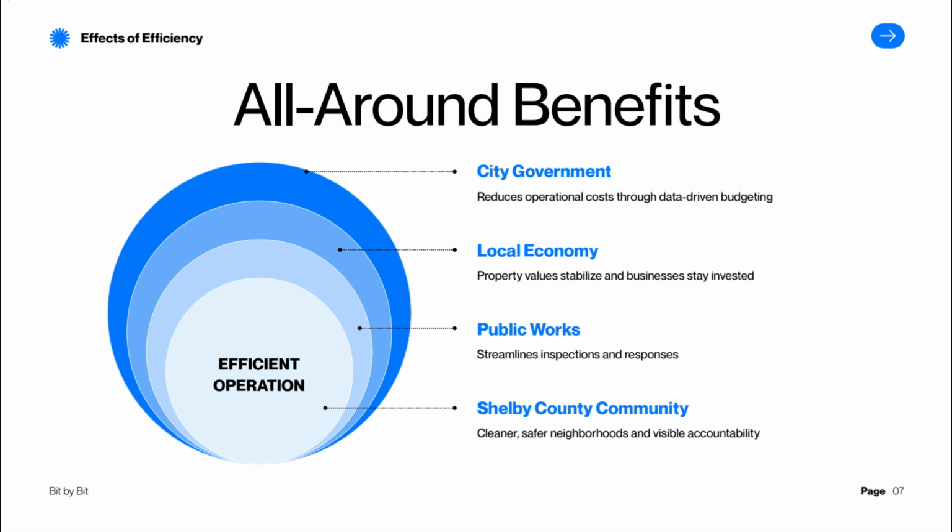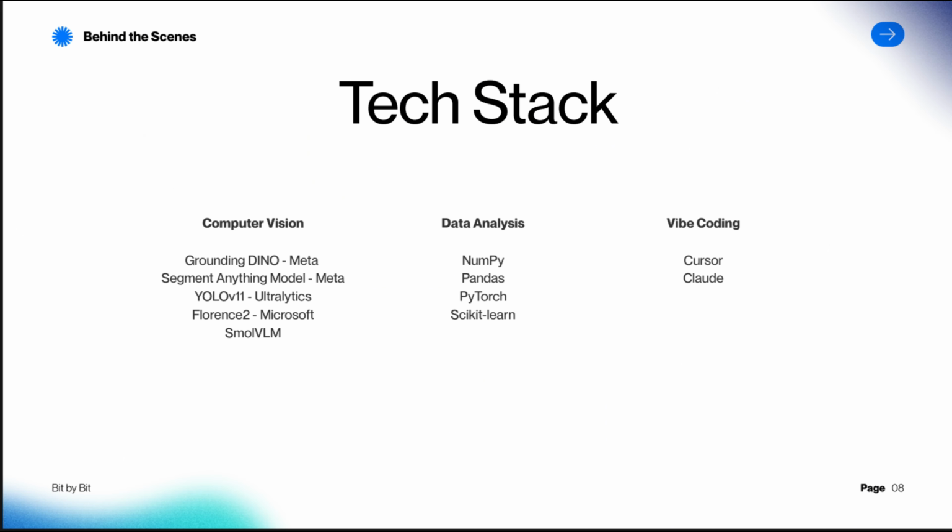We believe the future of blight management will be lean, automated, and benefit every segment of Shelby County, from residents to public services to city government. So across the board, from saved time to saved money to saved effort, Tiger Eye is redefining what efficiency looks like in local government. And this is our tech stack for anyone interested in the behind the scenes. And that's all. Thank you for your time.